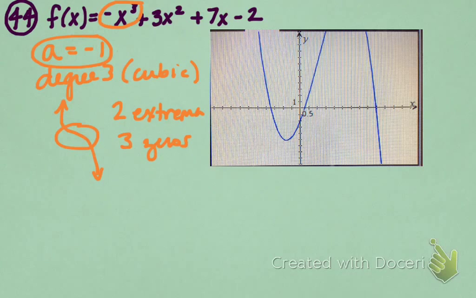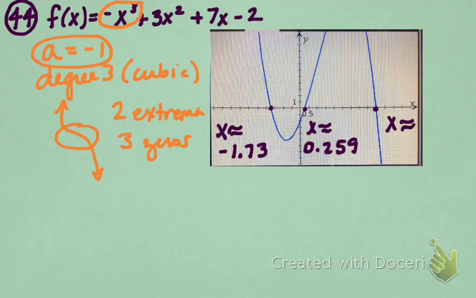What you should have gotten is for this first zero, that x is approximately -1.73. And then for the first positive zero, you should have gotten that x is approximately 0.259. And then for your third and final zero over here, you should have gotten that x is approximately 4.47. And that's all you have to do for that one.